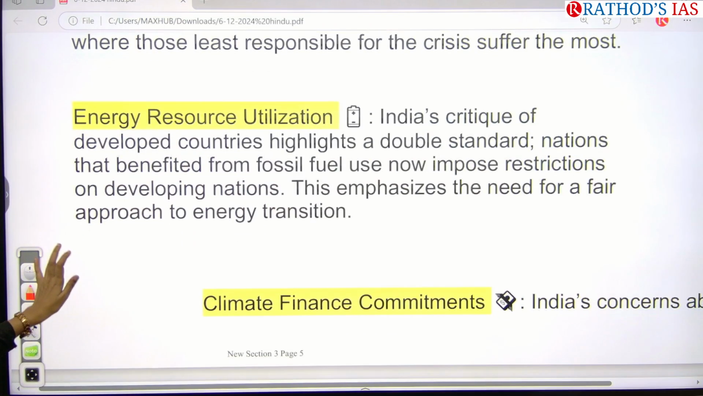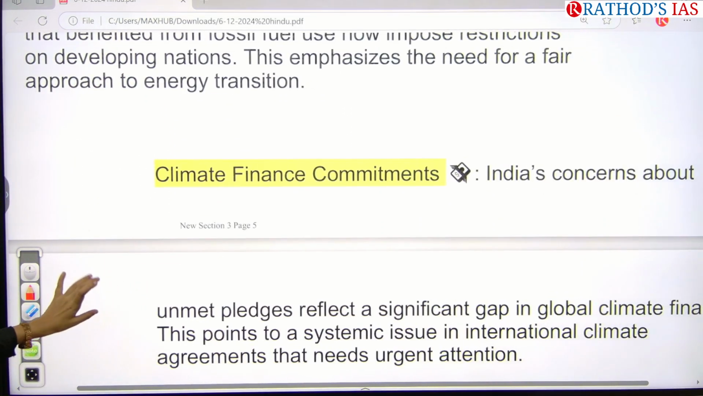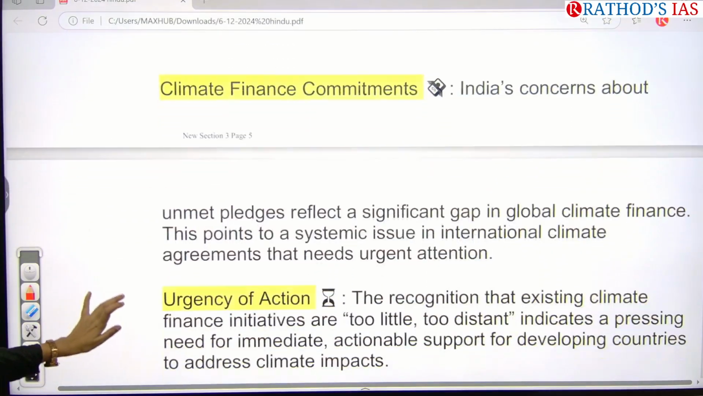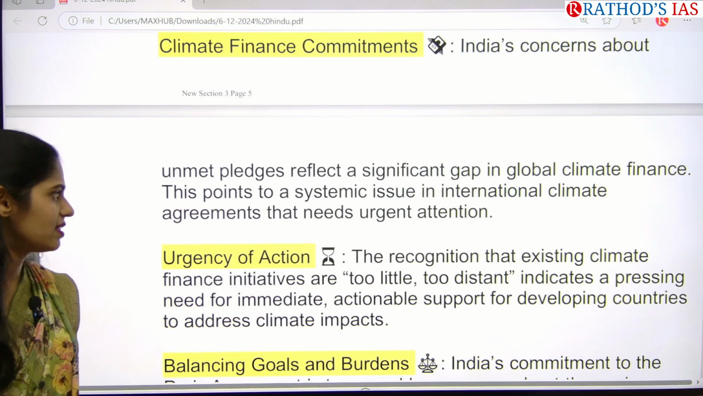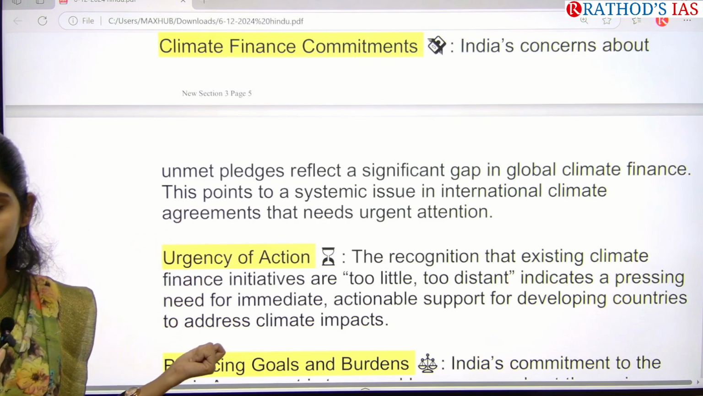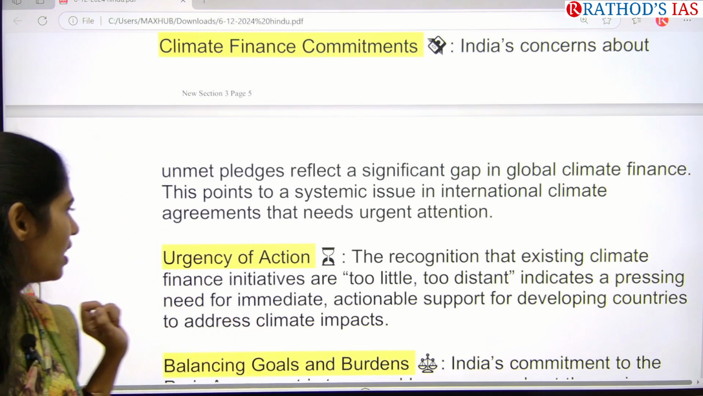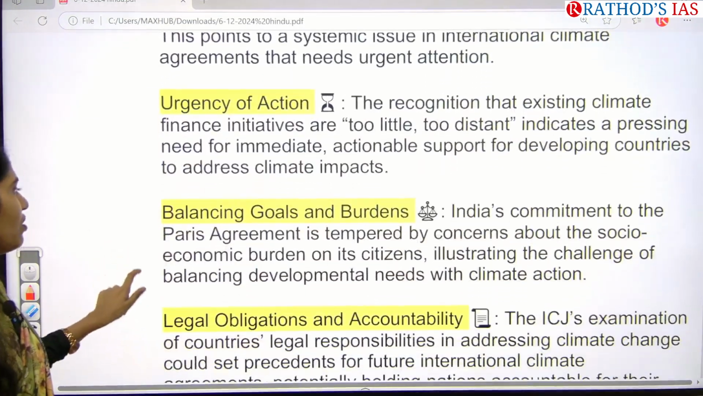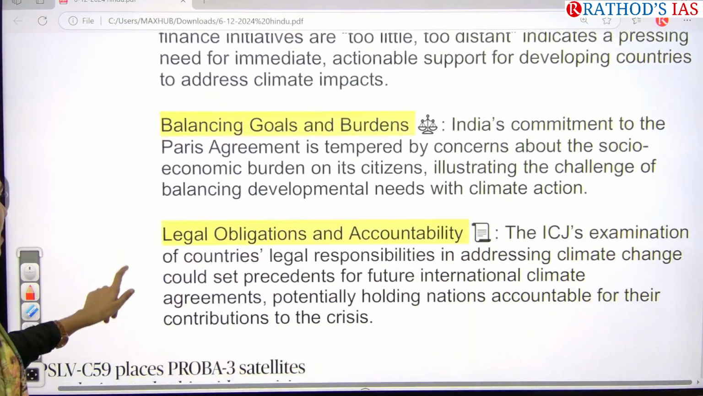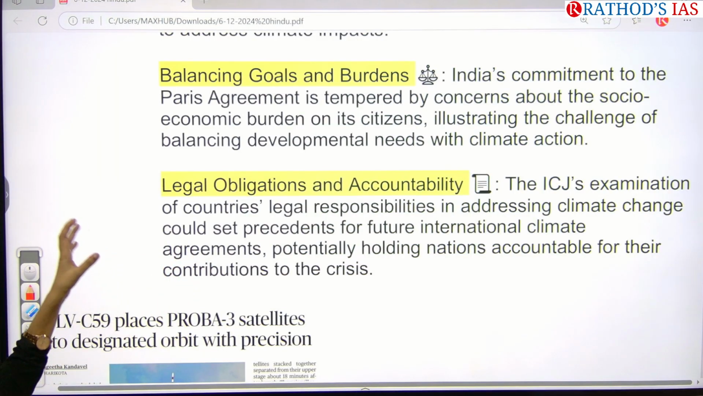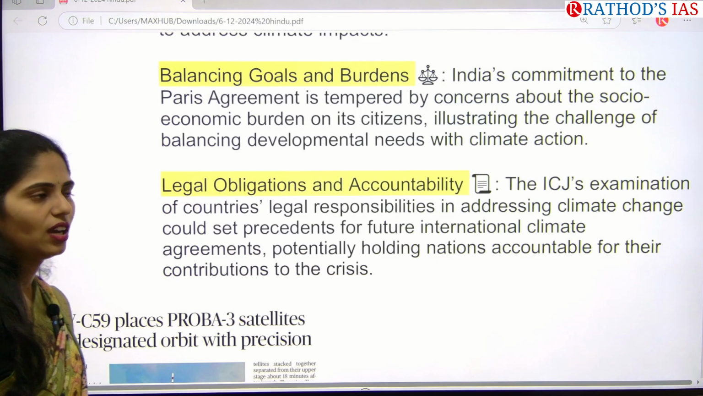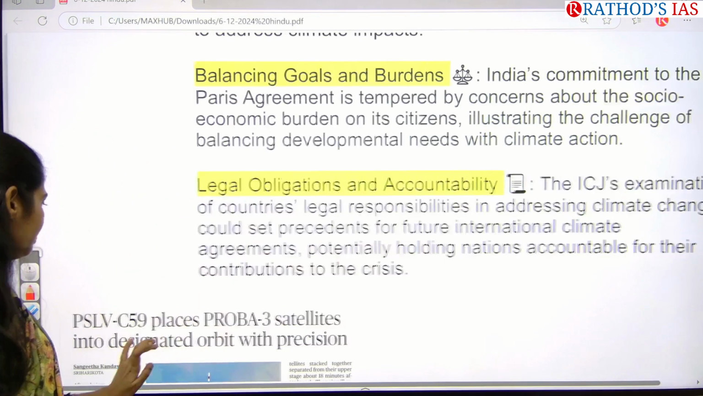And next one here is climate finance commitments. So India also has concerns about unmet pledges, and there are a lot of gaps in global climate finance. So we have to give urgent attention to this. And next one here is we have to balance our goals as well as burdens, and even maintain proper accountability as well as obligations regarding future climate agreements. Okay, so that's the thing which was mainly said here.